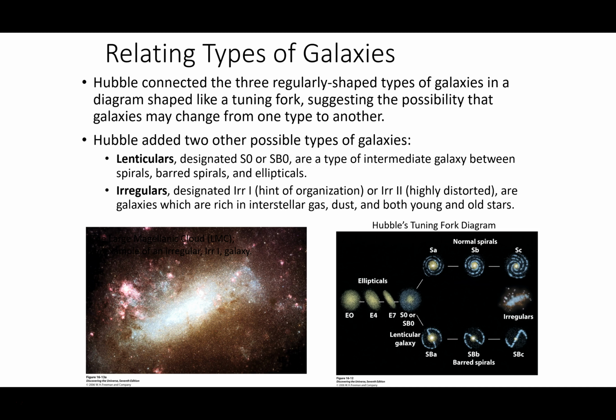This is an example of an irregular galaxy, sometimes called lenticular galaxies. I guess it's different than irregular galaxies. But lenticulars, not irregular, are kind of like this crossover area on the Hubble tuning fork diagram of galaxies.